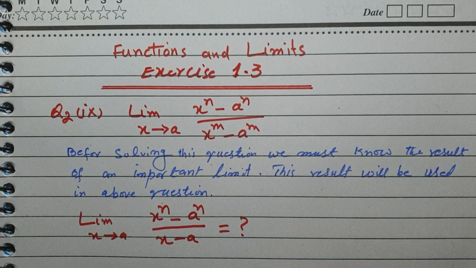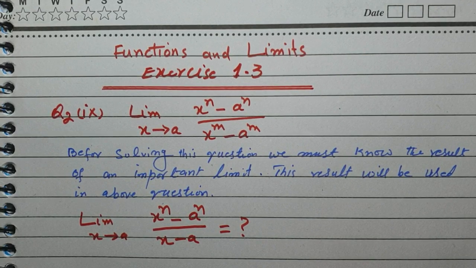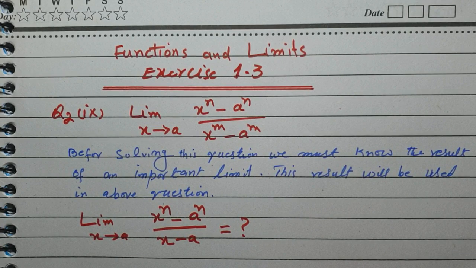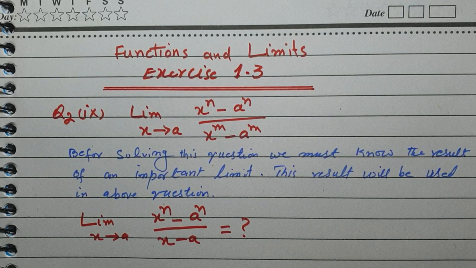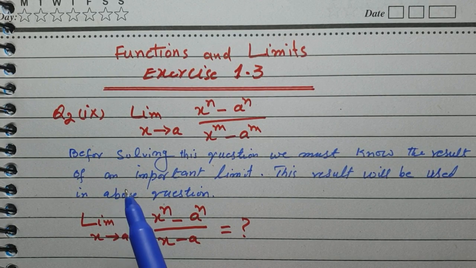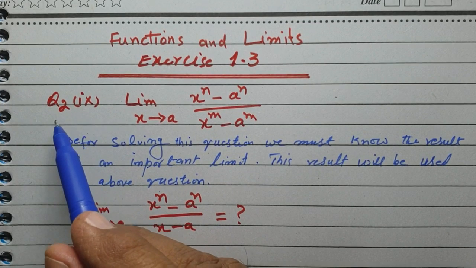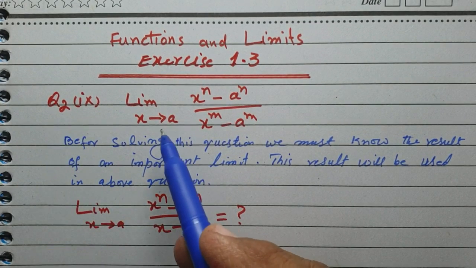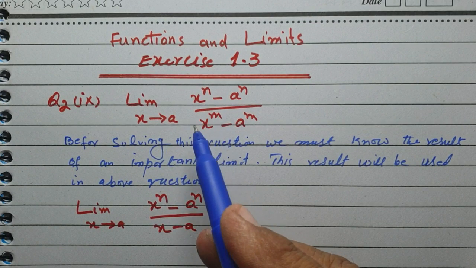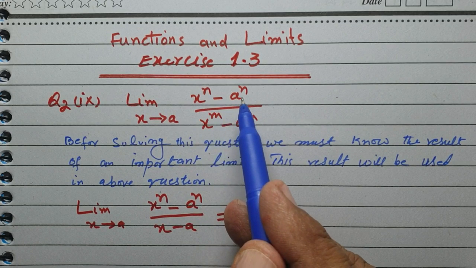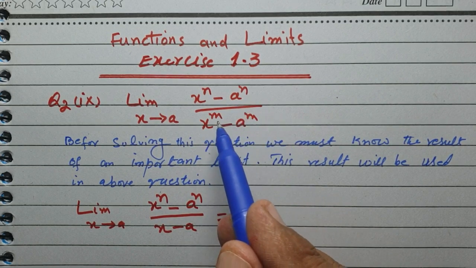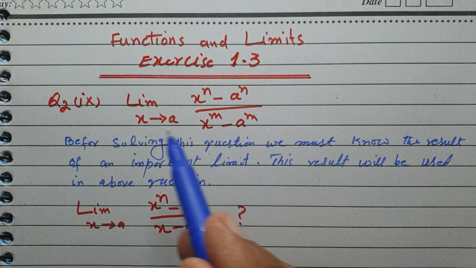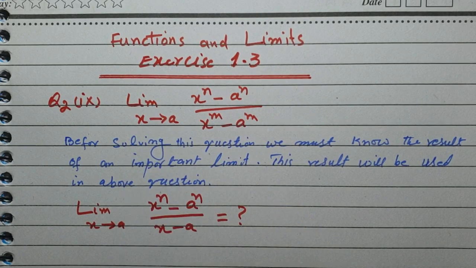It is exercise 1.3 of the chapter Functions and Limits. We are going to attempt a very important question of this exercise. It is part 9 of question number 2. The function is (x^n minus a^n) divided by (x^m minus a^m), and the limit is x tends to a.